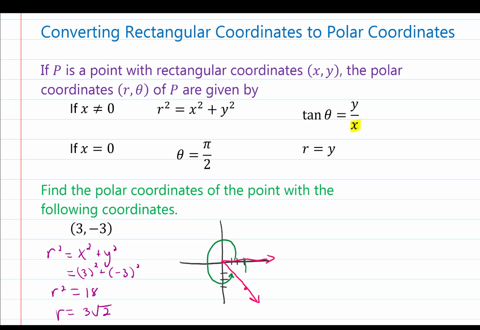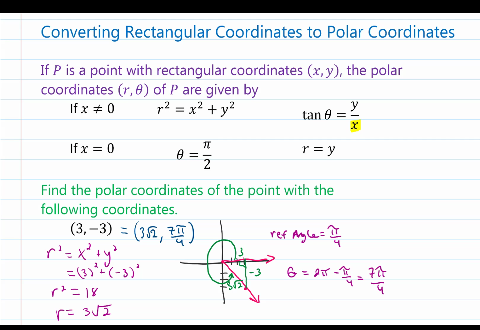What I know is that I can form a right triangle, and so the horizontal distance on the right triangle will be 3, vertical distance is -3, and I know the radius is 3 times the square root of 2. What I have here is a 45, 45, 90-degree triangle, which means that the reference angle is equal to pi over 4. As a result, angle theta is equal to 2 pi minus pi over 4, which would be equal to 7 pi over 4. So my final answer, 3, -3 in rectangular coordinates, is equal to 3 times the square root of 2, 7 pi over 4 in polar coordinates.